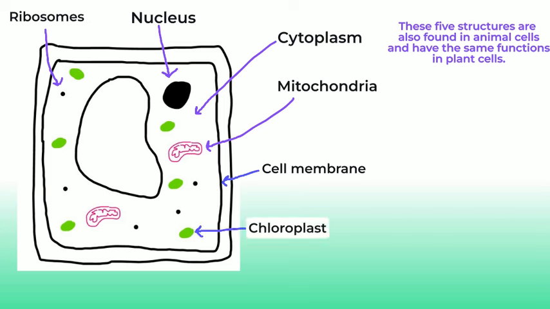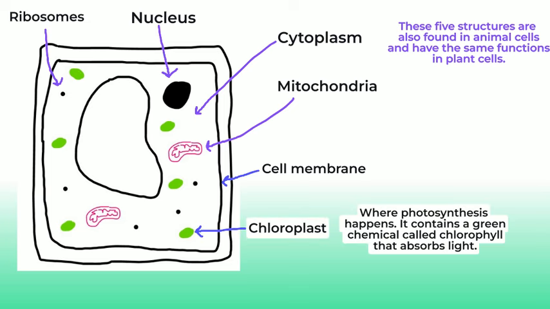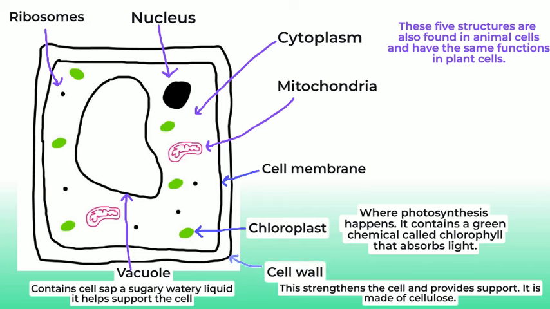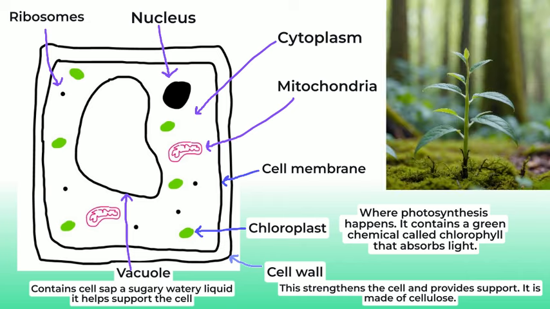The chloroplast. This is where photosynthesis happens. Chloroplasts contain a green substance called chlorophyll. It traps the sunlight from the sun. The vacuole. This is a sac containing cell sap, a sugary, watery liquid. It helps keep the cell firm. And the cell wall. This structure strengthens the cell and provides support. It's made of a tough fiber called cellulose. This makes the cell and the plant rigid.